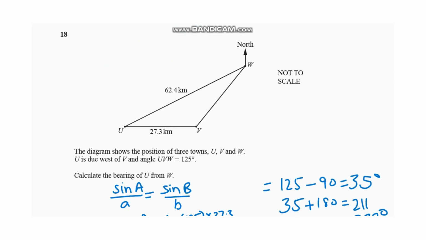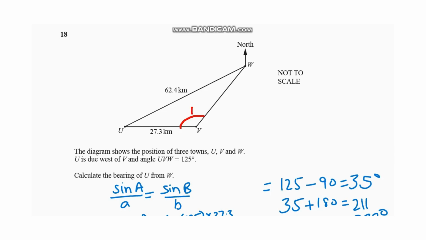The diagram shows the position of the three towns U, V and W. U is due west of V and calculate UVW is equal to 125 degrees. Calculate the bearing of U from W. So what we will do is use the sine rule, because we have already calculated UVW as 125. I will mark it over here.